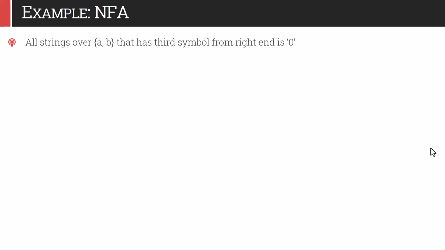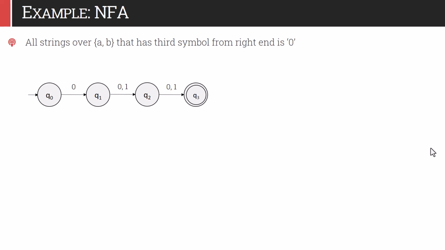Consider the case where we have to construct an NFA for all the strings over alphabet 0, 1 that have the third symbol from the right end as 0. So the last symbol can be 0 or 1, the second last symbol can be 0 or 1, and the third last symbol must be 0. So the NFA for that would be this 0. Then we can read any symbol 0 or 1, and then again any symbol 0 or 1.